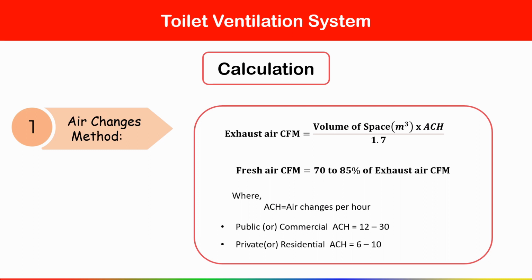And if you are designing private or residential toilet, for that ACH we have to take 6 to 10 times. It means in 1 hour how many times do we have to change the air? 6 to 10 times we have to change the air in case of residential. Okay, and in commercial 12 to 30 times we have to change the air. Okay, now you can easily understand this concept when I take one numerical on that.